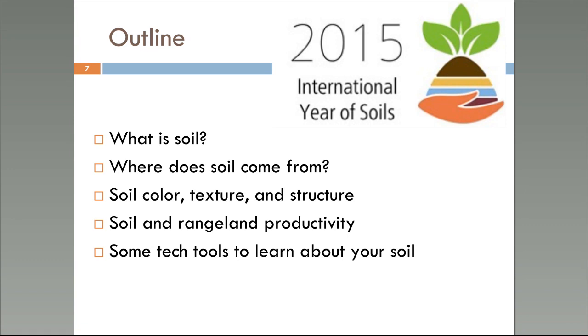So 2015 has been the International Year of Soils, and the Soil Science Society of America has had numerous events and projects throughout the year to celebrate soils. And today we are going to follow this basic outline. We'll talk about what is soil, where does it come from, color, texture, and structure characteristics, soil as it relates to rangeland productivity, and then some technical tools that you can use to learn more about your soil.